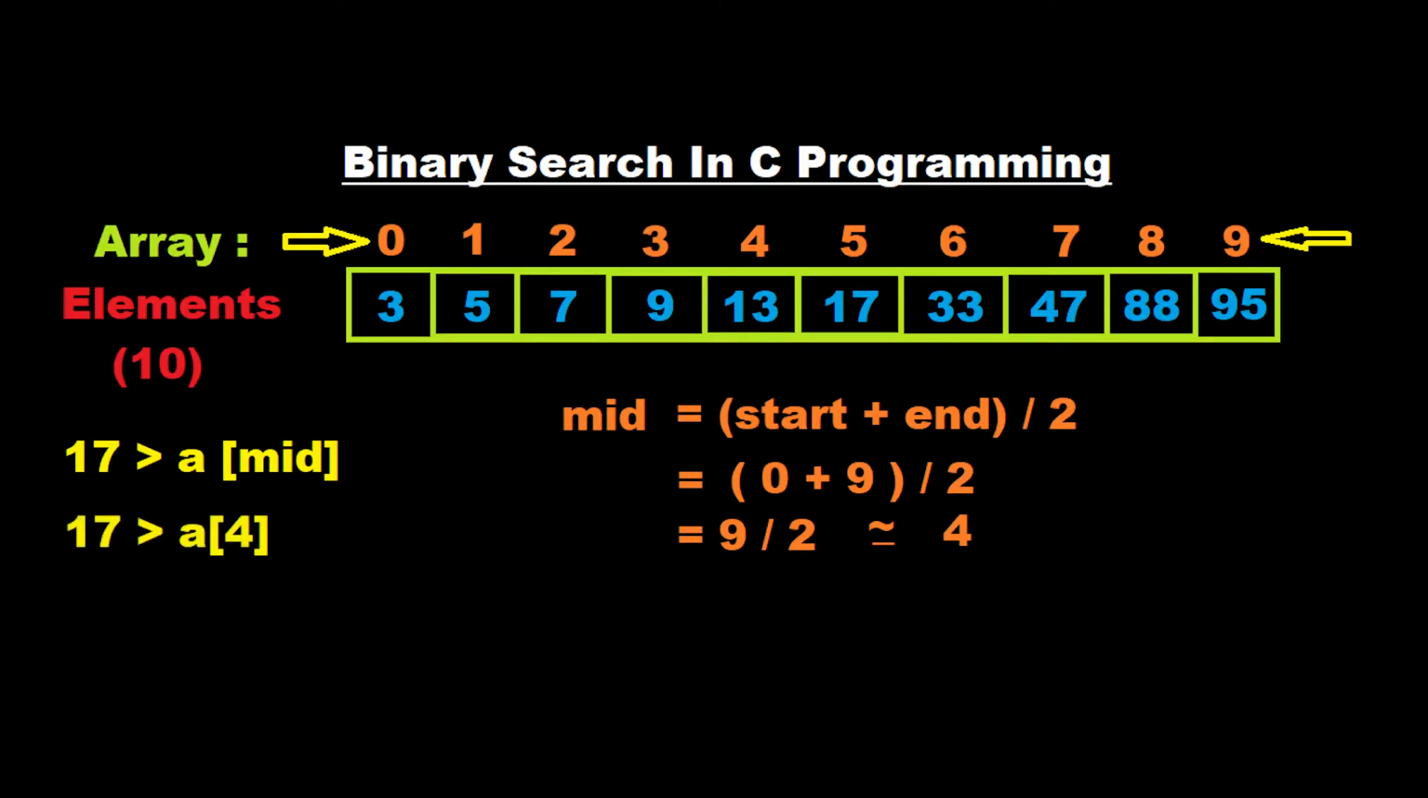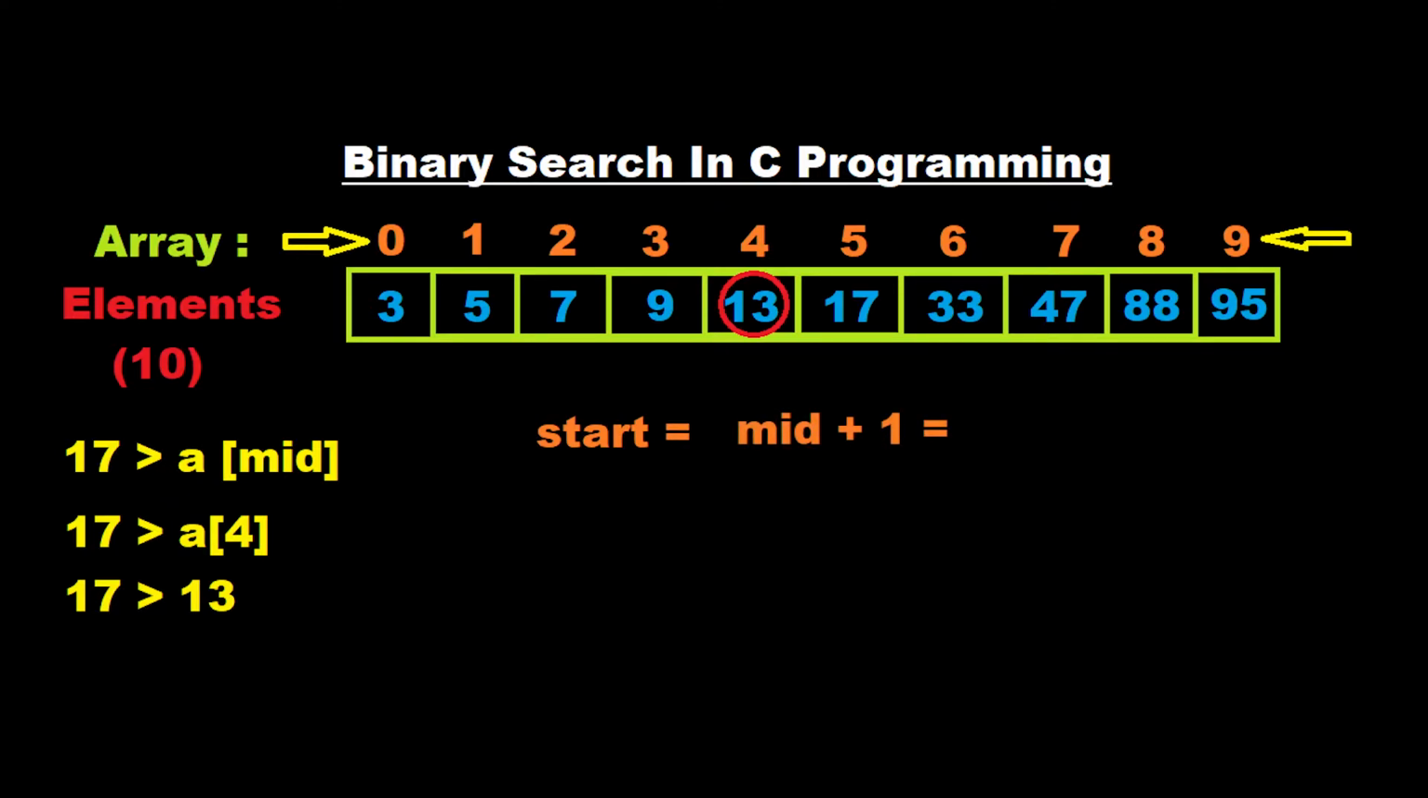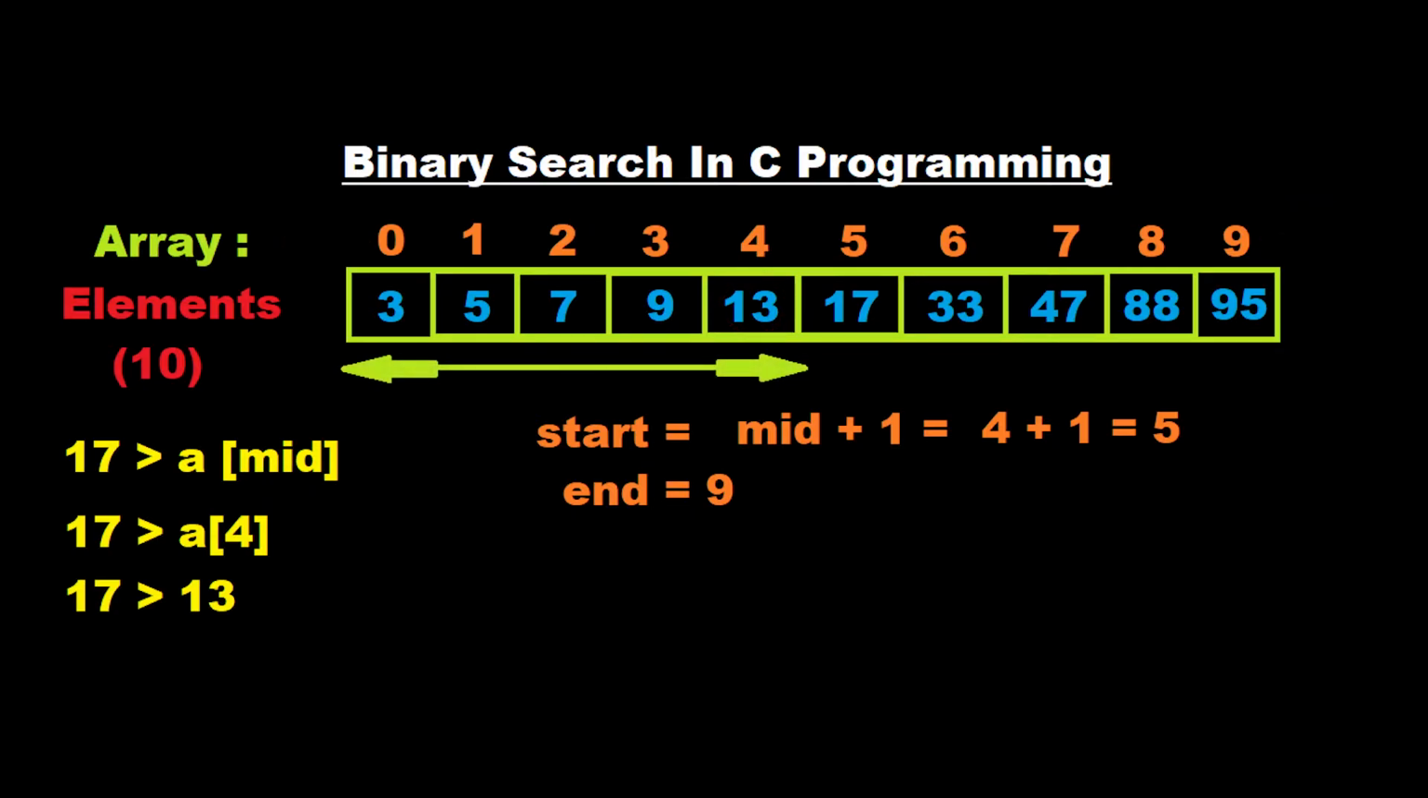That means 17 is greater than a of 4, and in the array we can see that 17 is greater than the a of 4 element, which is 13. So now we will change the formula for start: start is equal to mid plus 1. The mid value was 4, so 4 plus 1 is equal to 5. And we already have the end value, which was 9, so end equal to 9. We are skipping the first 5 elements because the key value 17 is not present there, as you can see.